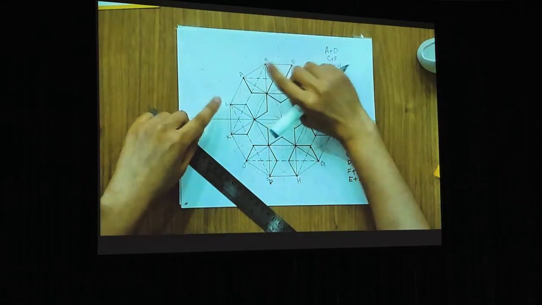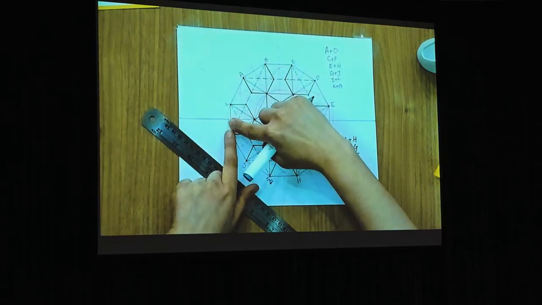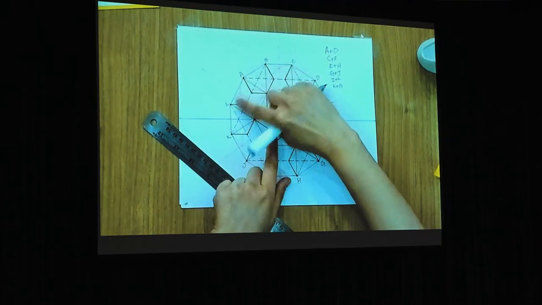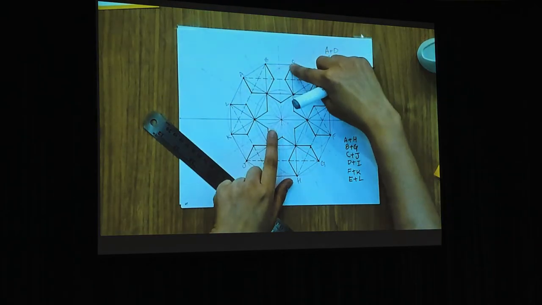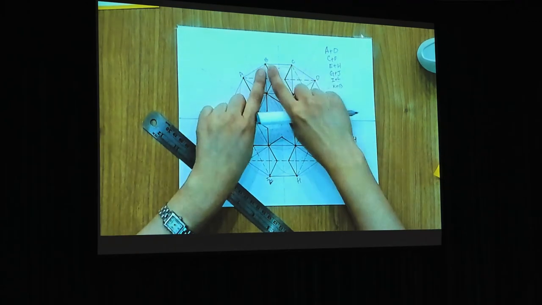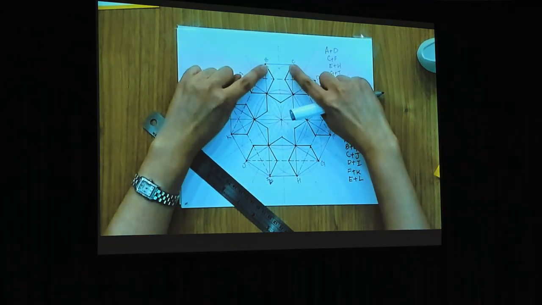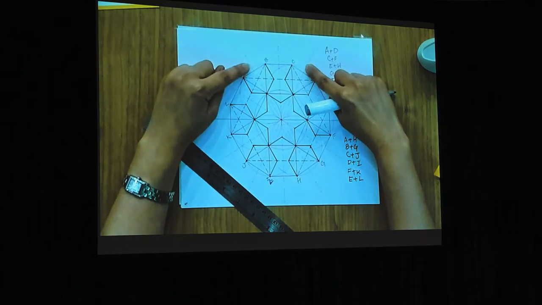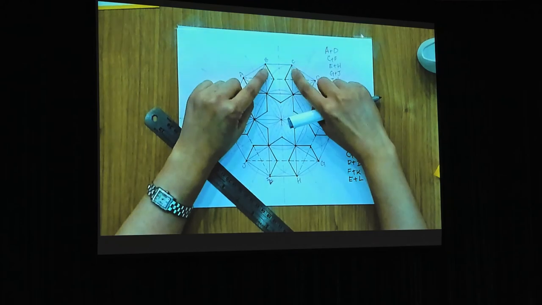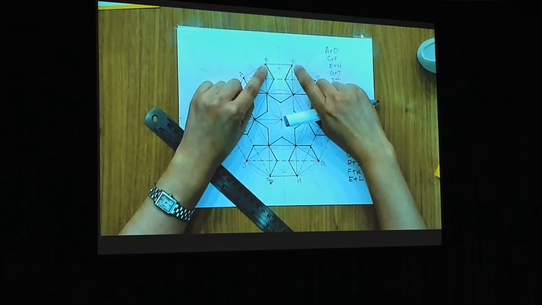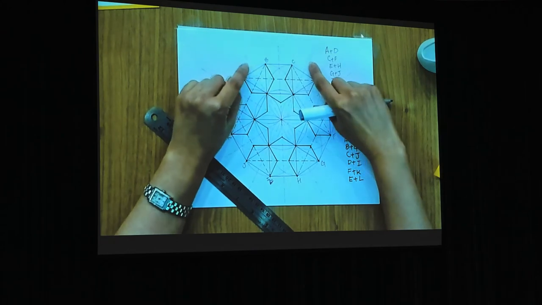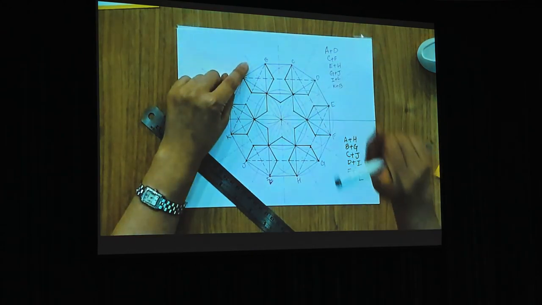Okay, again, all these points are important, right? Let's start from here, I guess. No, let's start from here. Okay, so B and C, okay? We are not making this line, but we are extending the line outside so that we have the tip of these hexagons. So we are extending B and C outside till these guidelines that we made in the beginning.